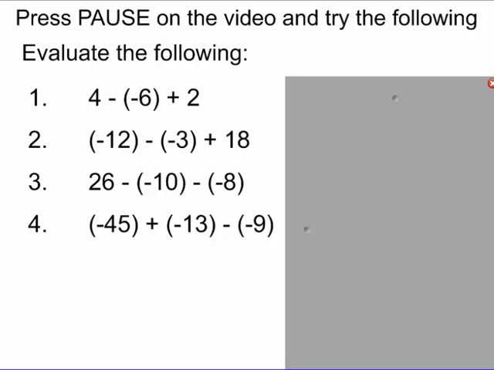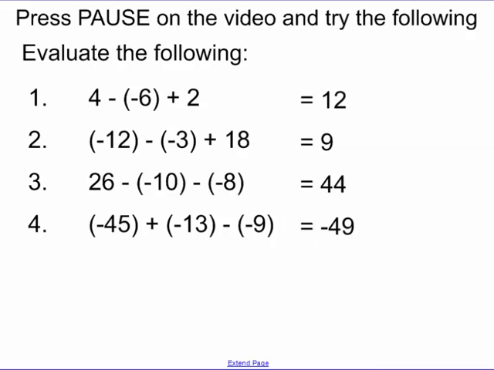Okay, welcome back. Hopefully you've had a chance to try these. I'll just reveal them all; I'm not going to go through each one of them. The answers to questions 1 through 4 are 12, 9, 44, and negative 49. Those are fairly tricky by the time you get to the end. So if you have to try them again two or three times, that's completely acceptable. But you do have the solutions there. You can always check your answers.